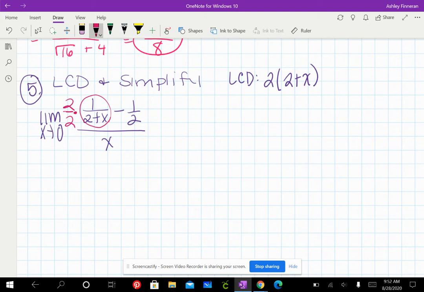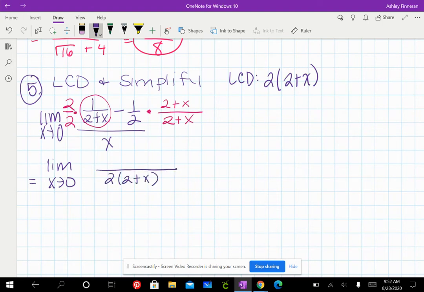For the 1/2 to get a common denominator, I need a factor of 2 plus x in the denominator. And so I'm going to multiply the top and the bottom by 2 plus x. What this gives me is the limit as x goes to 0. And I know I'm going to have a common denominator of 2 times 2 plus x. Actually, I'm going to show you one in-between step. And this isn't a step that I would expect that you show me, but I think it might help you see it a little bit better for this first time.